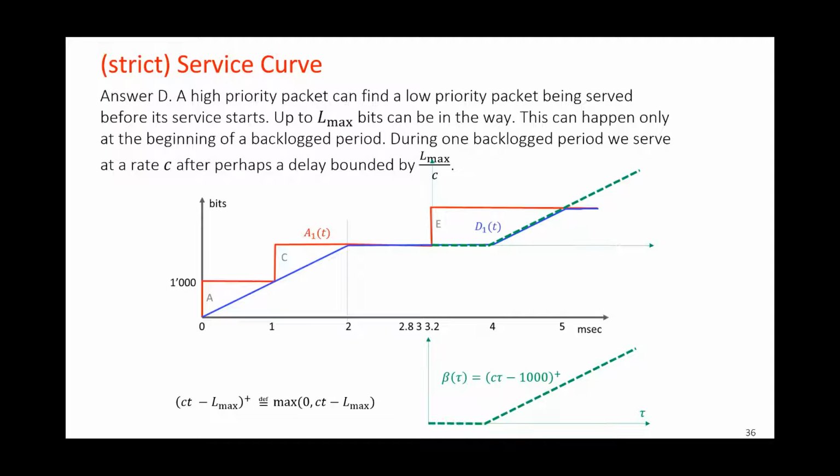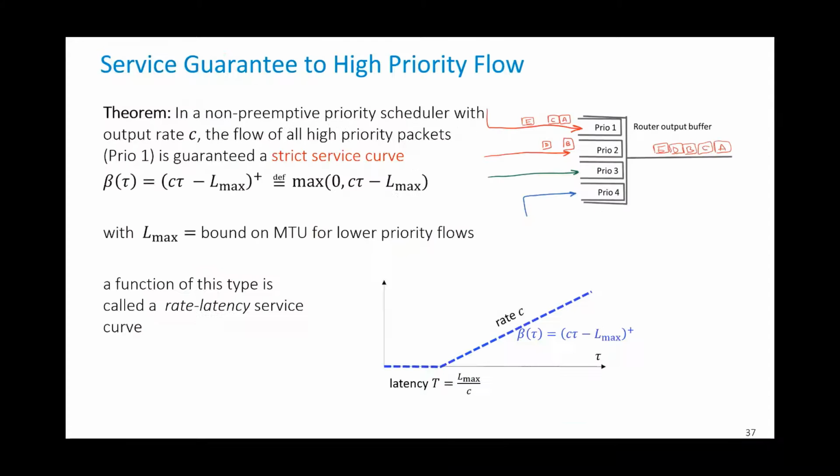It depends on the low priority flow only through the maximum packet size of the low priority flow. If you peeked over to the next slide, you have the answer to the quiz. That's a general theorem. If I have a non-preemptive priority scheduler with output rate C, the flow of all high priority packets is guaranteed a strict service curve given by the function we've said before. A function of this type is called a rate latency function. Rate latency means it's a constant rate shifted by some duration T, which is called the latency.